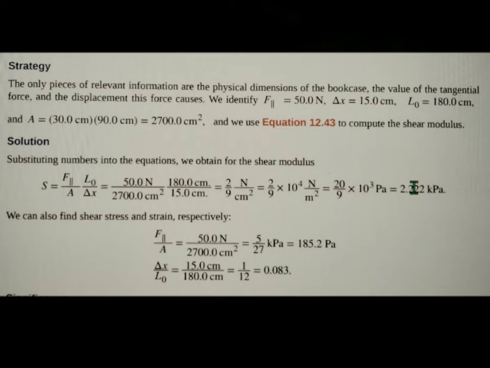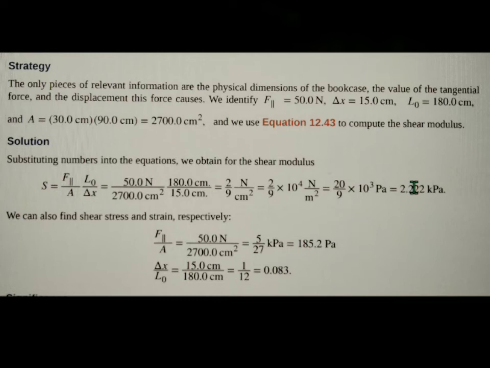in the direction tangent to the forces. So, the only pieces of relevant information are the physical dimensions of the bookcase, the value of the tangential force, and the displacement this force causes. We identify F equals 50.0 Newton, delta x equals 15.0 centimeter, and the original length equals 180.0 centimeter. And the area is equal to 30.0 centimeter multiplied by 90.0 centimeter, which is 2700.0 centimeter squared.